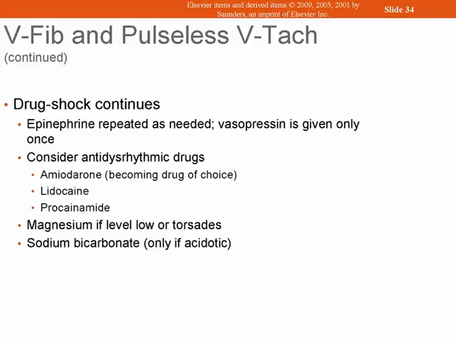Magnesium is what you want to give if you have a low-level VTach or you have torsades. And then sodium bicarbonate, very rarely will you see sodium bicarbonate to be given. Only if a patient's blood gases show significant acidosis will you see the recommendation for a half or a whole amp of bicarb.